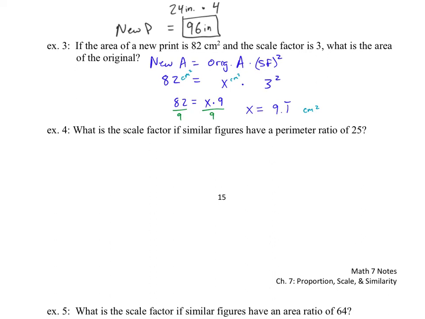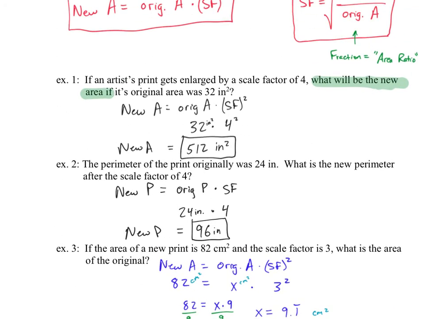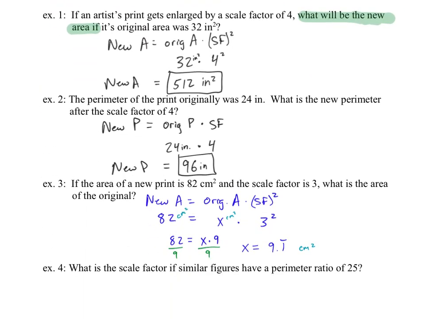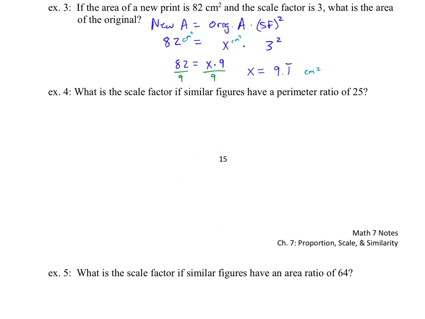Two examples left. All right, what's the scale factor if similar figures have a perimeter ratio of 25? So I'm going to jump back up to the top. And you'll remember that we said this fraction, this ratio here is the perimeter ratio because it has perimeters in there. We called this the area ratio. So they're giving us this fraction. They said the perimeter ratio is 25, I think. So we could take and make the math easy.